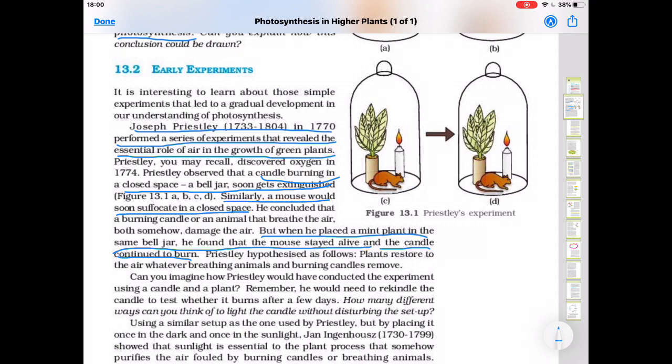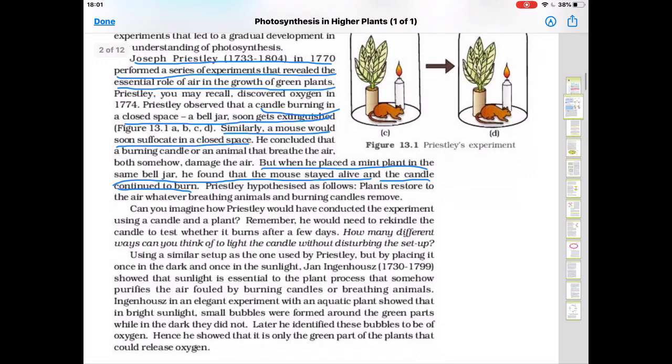Using a similar setup as the one used by Priestley, but by placing it once in the dark and once in the sunlight, Jan Ingenhousz showed that sunlight is essential to the plant process that somehow purifies the air fouled by a burning candle or breathing animals. The burning of the candle or breathing of animals impures the air because carbon dioxide is released during this.